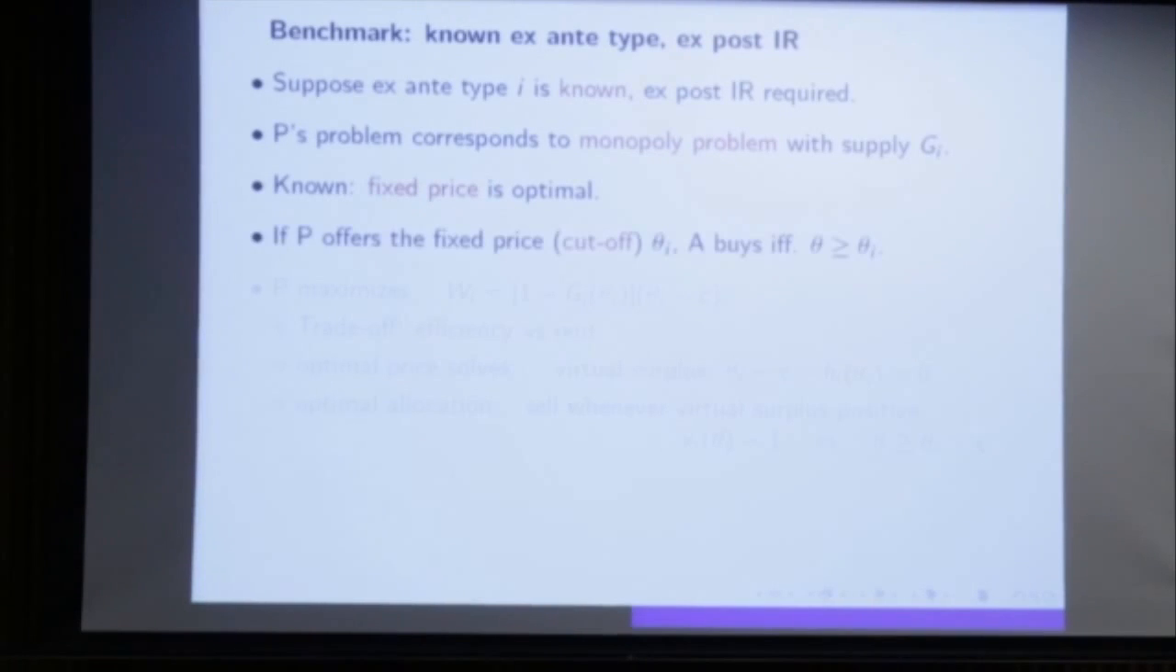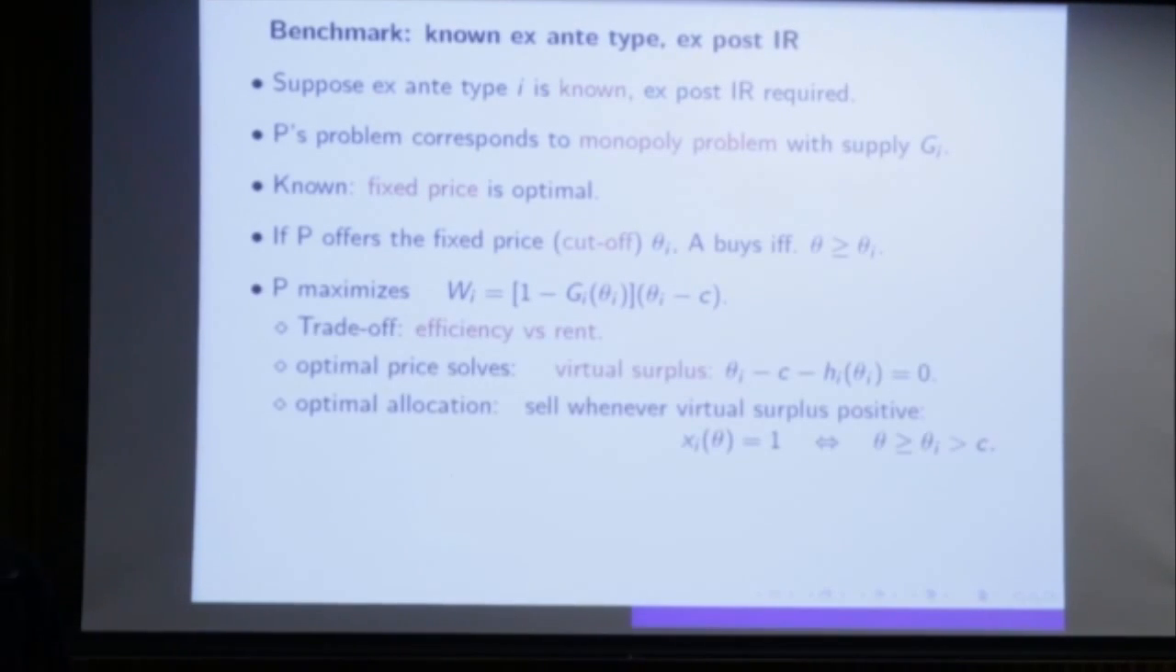A fixed price is optimal, so the principal will offer just a cutoff, a fixed price, depending on I. And the agent just buys if his theta is larger than the price theta I. So the profit of the principal is the probability that theta will be larger than theta I, times the price. This is the classic trade-off between rents and efficiency. How do we find the optimal price? You get the virtual surplus, and you see where the virtual surplus is 0. That defines your critical price, and that's the optimal contract.